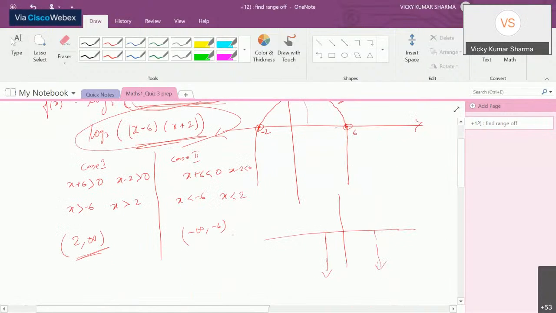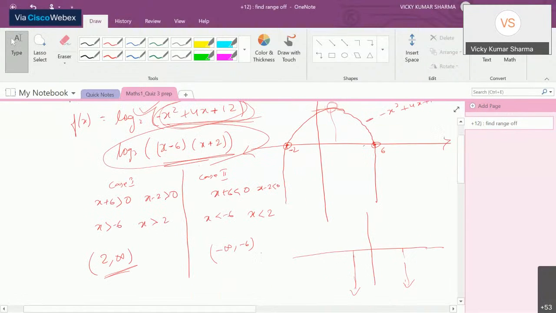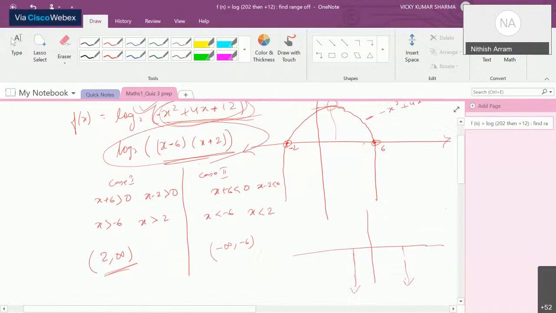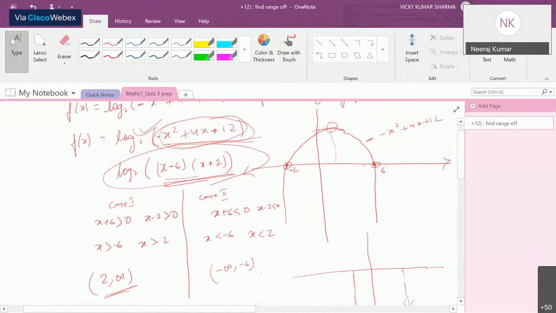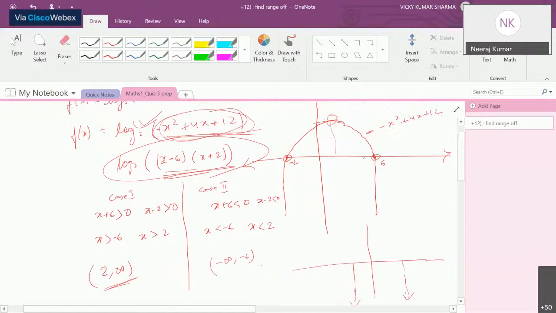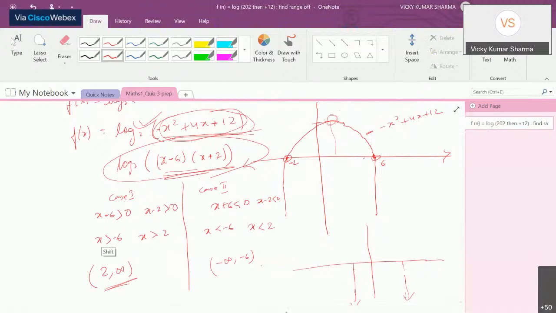No, it is positive. We are taking x plus 6 and x minus 2, right? x minus 6 and x plus 2. No, sir, you're doing it for x minus 2. You can take the intersection of both of them. There is a mistake when you are taking the case. You took x plus 6, but there is x minus 6. Okay, sorry, my fault. So this is going to be plus 6.